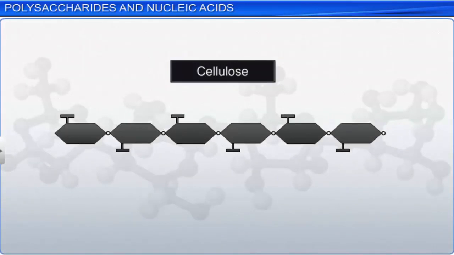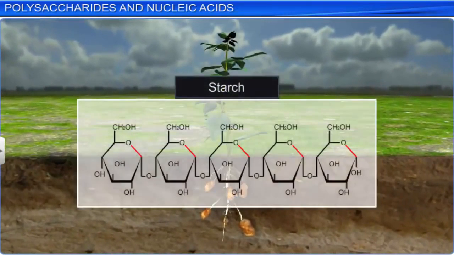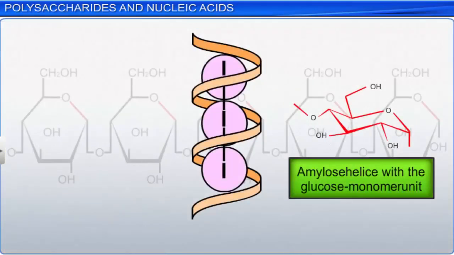Cellulose is a homopolymer consisting of only glucose as a monosaccharide unit. Some examples of cellulose are a plant's cell wall, paper made from plant pulp, and cotton fibers. Starch, on the other hand, is a homopolymer of glucose which acts as the storehouse of energy in plant tissues. Starch forms helical secondary structures, and in that position, it can hold iodine molecules. Conversely, cellulose cannot hold iodine molecules as it does not contain complex helices.